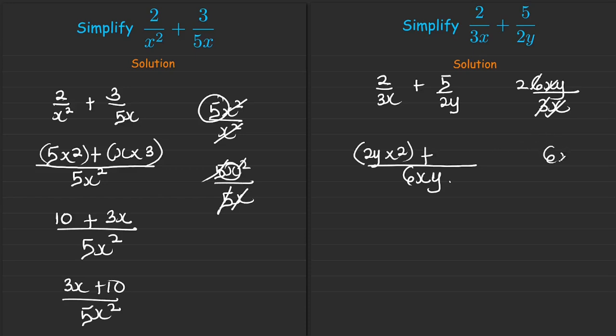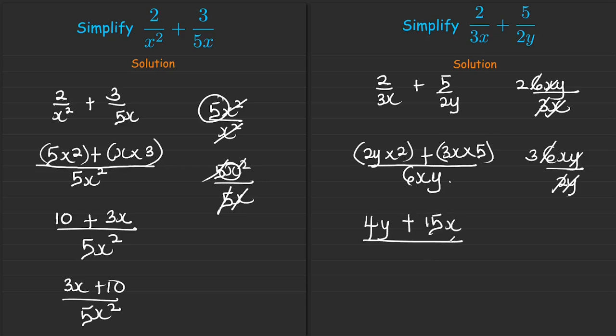Same applies to the second one. So we have 6xy divided by 2y. This 2 divides 6 thrice, and this y divides this y. Hence, we have 3x. The 3x comes to multiply this numerator, which is the 5. And that gives us 2y times 2, which is a 4y. Then 3x times 5 also gives us a 15x, all over 6xy. This becomes our final answer.